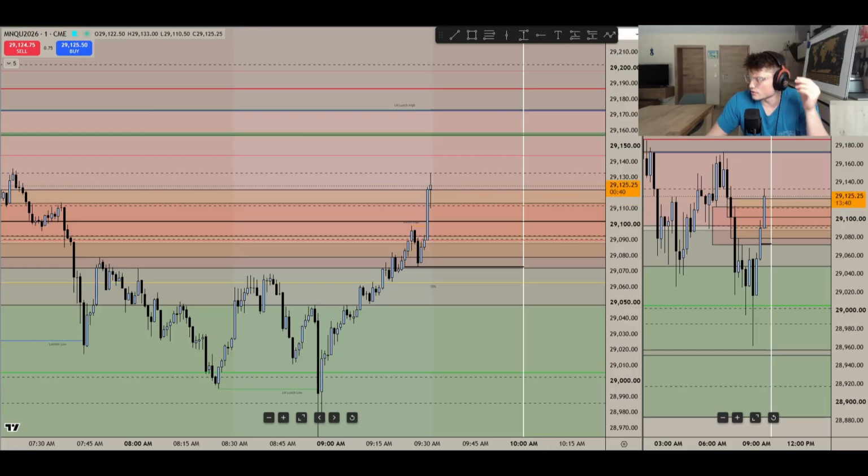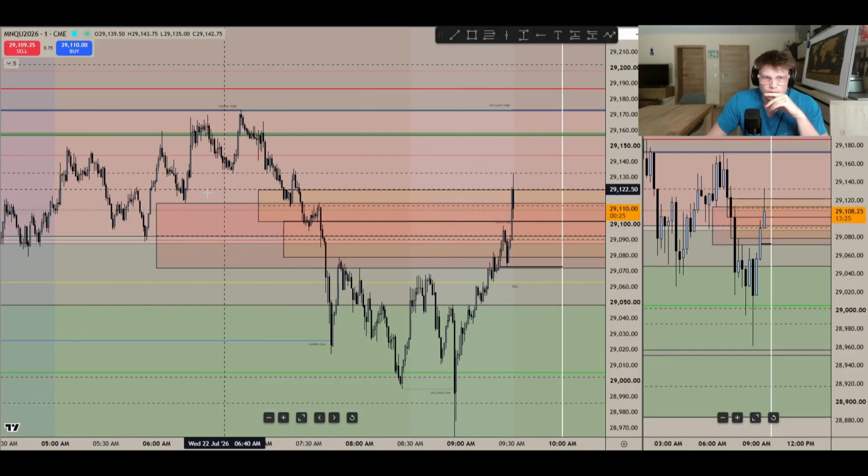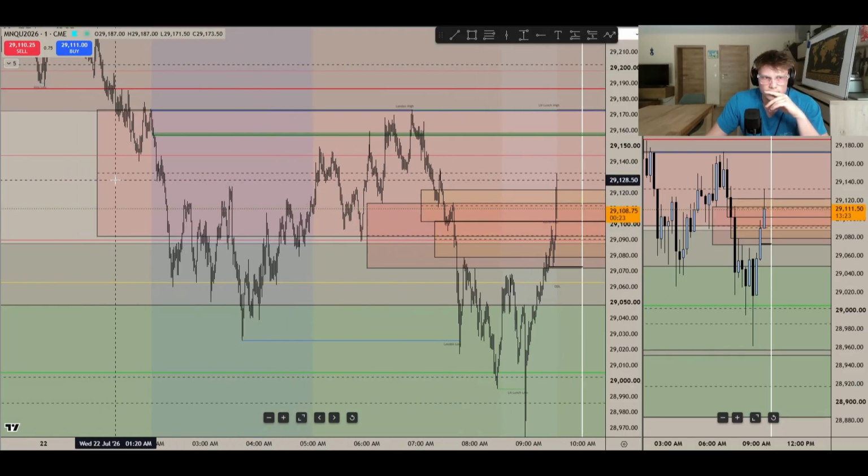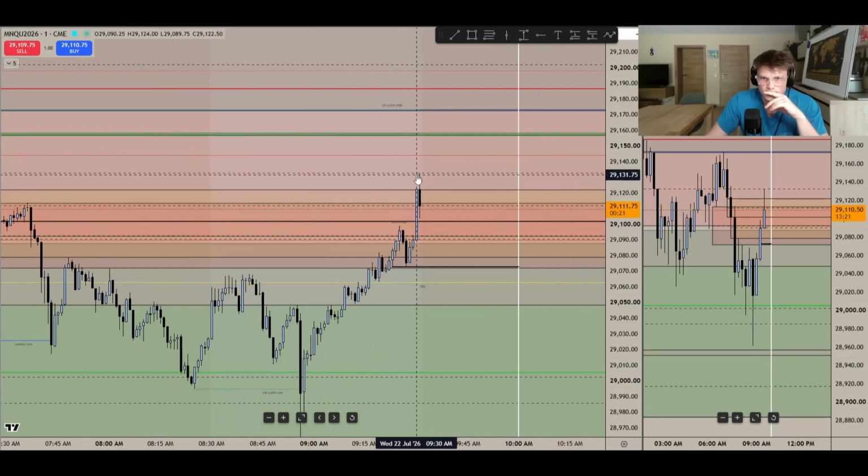The ES is also in the midst of the hourly and 50-minute and 4-hourly SIBI, so I really don't like that today, to be honest with you. But we'll see what happens. We tapped the, what is that, hourly? Yeah, that's an hourly SIBI. We tapped the hourly SIBI CE here.